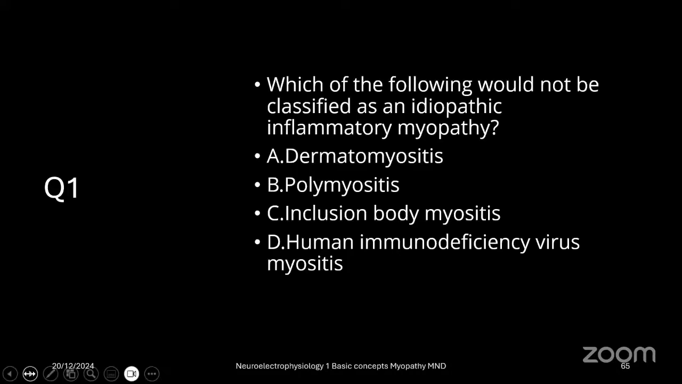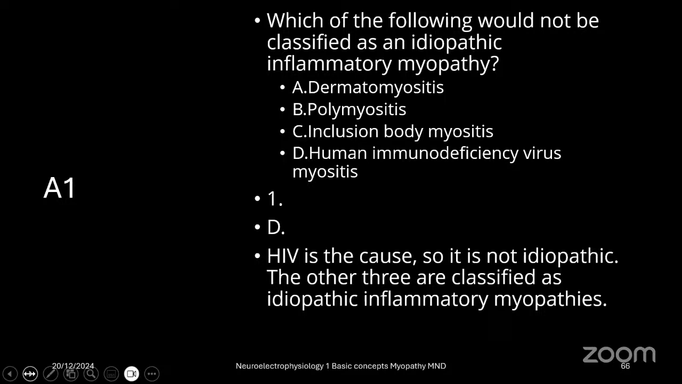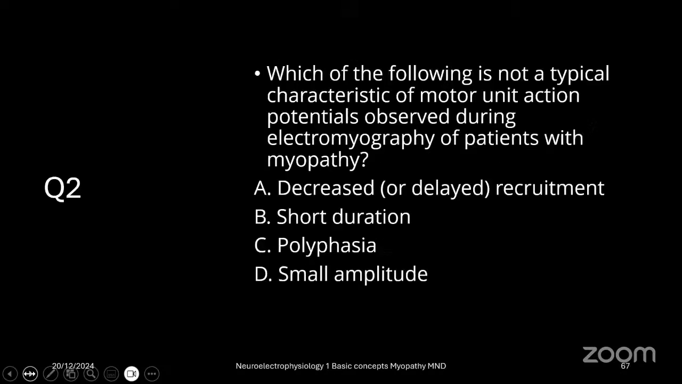Right. The first question is, which of the following would not be classified as an idiopathic inflammatory myopathy? Dermatomyositis, polymyositis, inclusion body myositis, HIV virus myositis. There are 4 options, you can answer. D, sir. Yeah, okay, very good. So HIV is the cause, so it's not idiopathic. The other 3 are classified as idiopathic inflammatory myopathies.